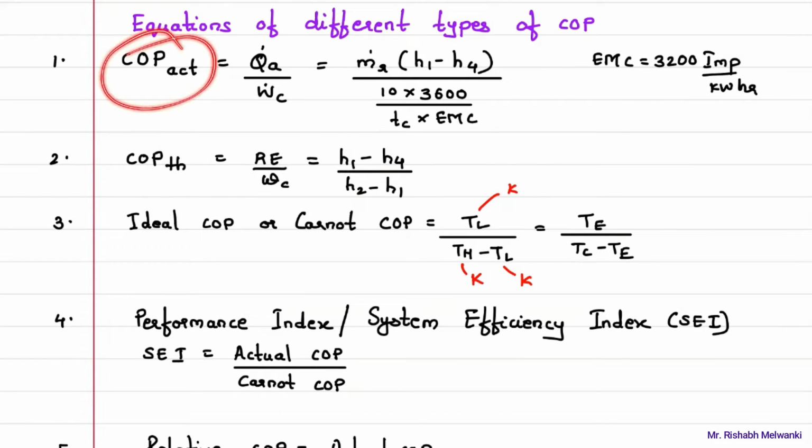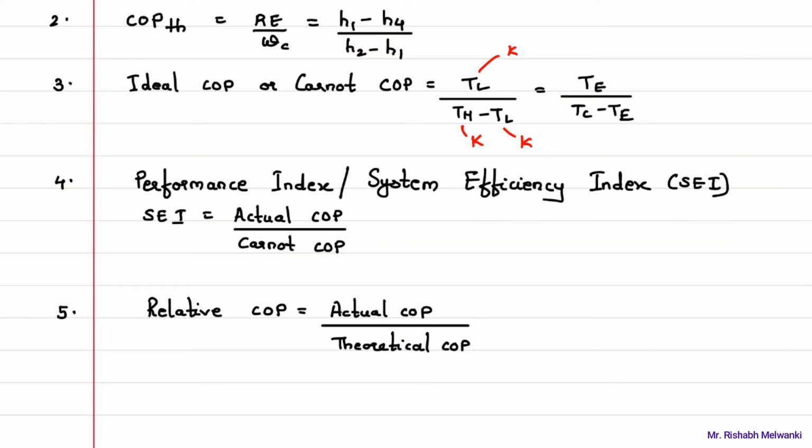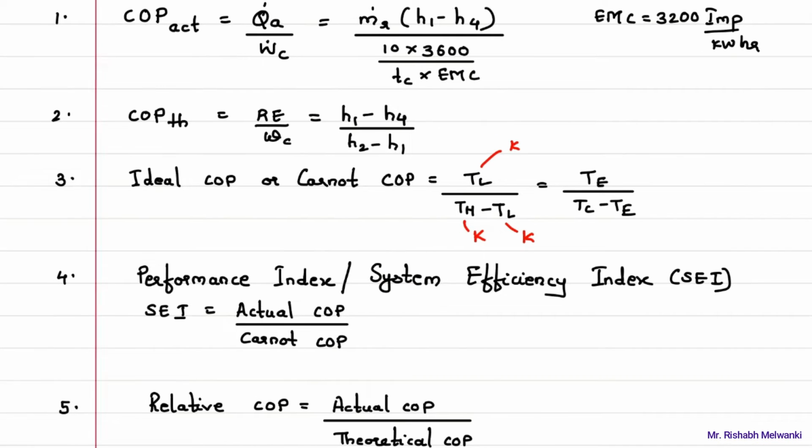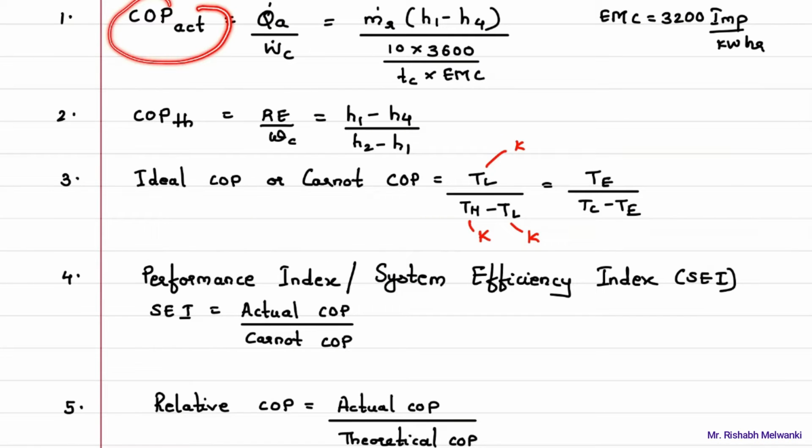Actual COP means we actually measure the power consumption of the compressor. Next one is ideal COP, or you can say Carnot COP. That is given by the equation T low upon T high minus T low, where T low and T high are the saturation temperatures in Kelvin. Then we have performance index, also called system efficiency index. It is given as actual COP upon Carnot COP. So this actual COP upon Carnot COP will give me the system efficiency index or performance index.